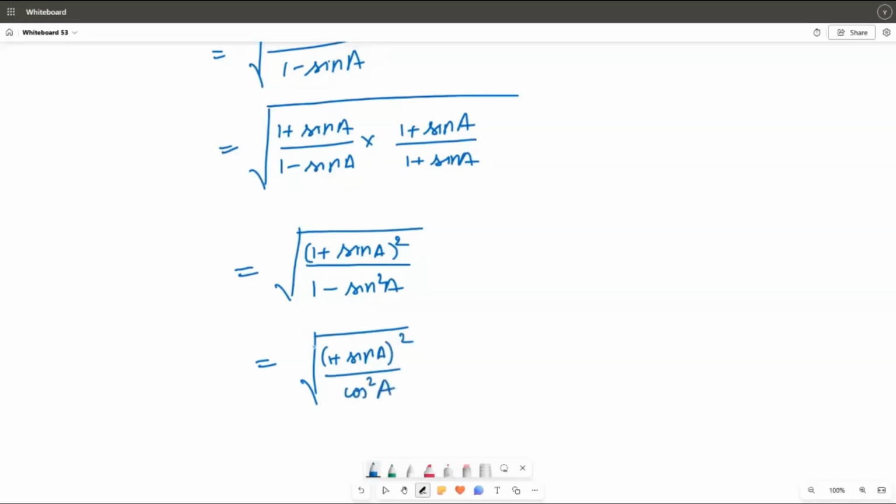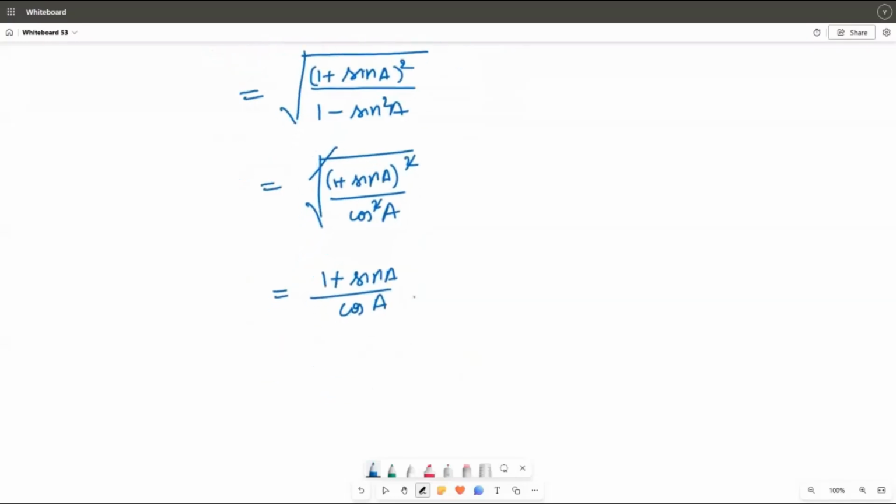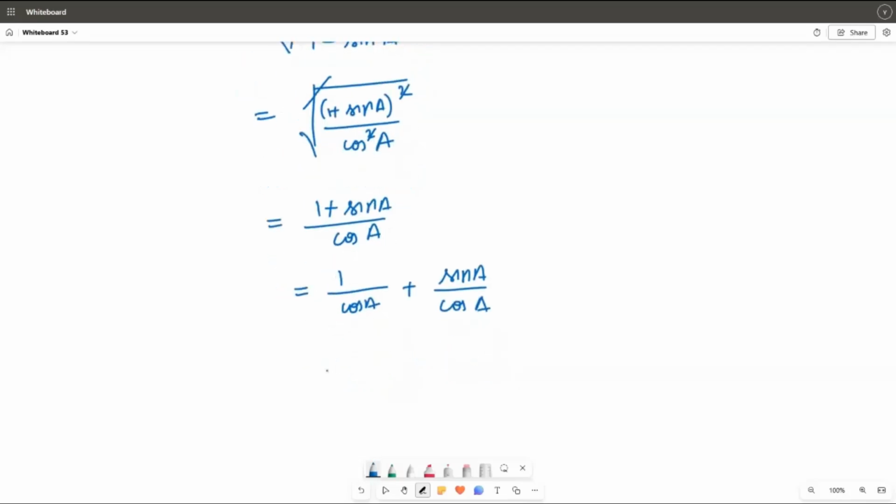And the square and root will get cancelled. So this root and this square will get cancelled, and we are left with 1 plus sine A by cos A. And I can divide the denominator with both terms of the numerator. So this would be 1 by cos A plus sine A by cos A. And the reciprocal of cos theta is secant theta. So 1 by cos A is equal to secant A, and sin theta by cos theta is equal to tan theta. That's it. This is the RHS side.